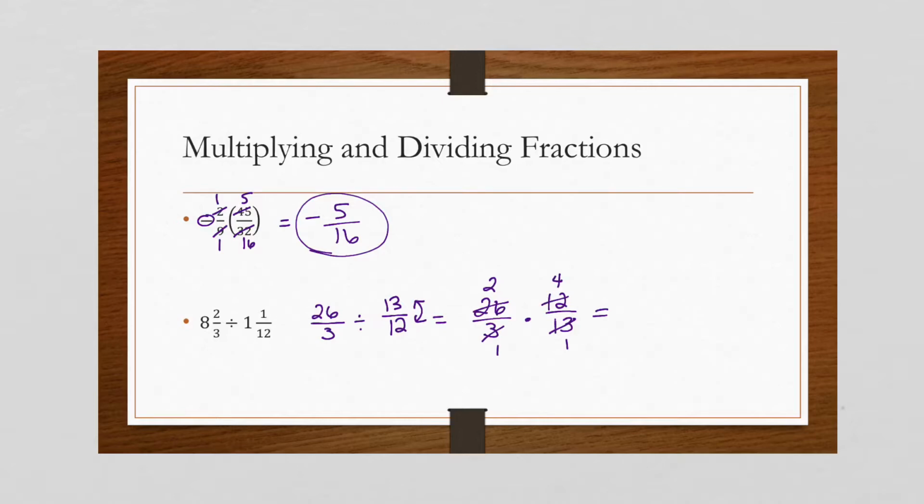And now I multiply straight across. 2 times 4 is 8. 1 times 1 is 1. And that is just an answer of 8.